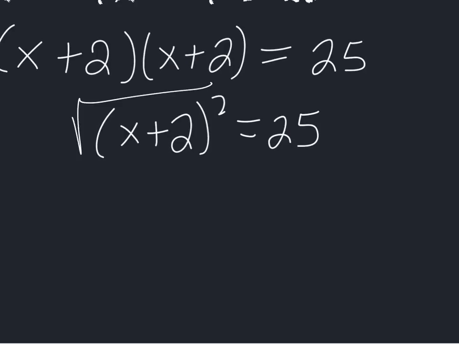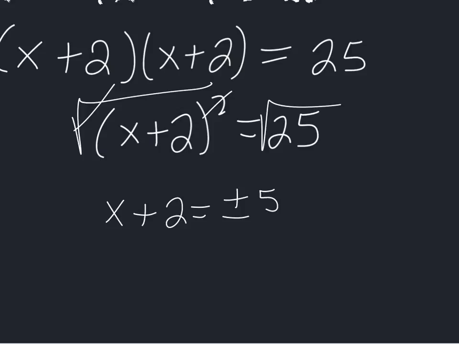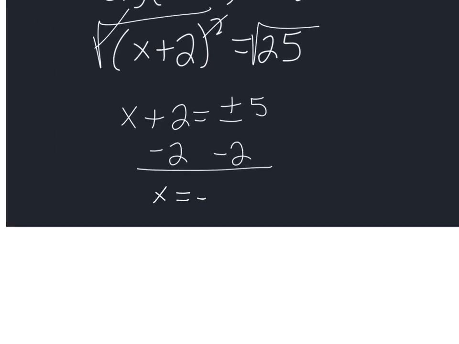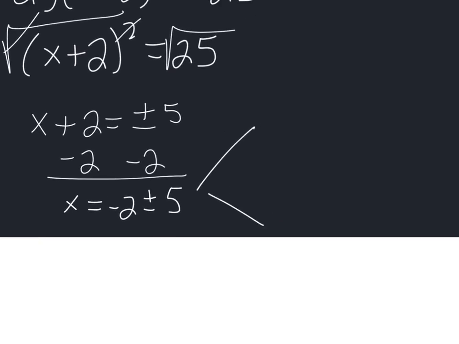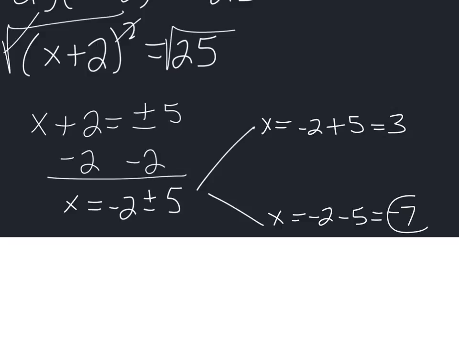We take the square root of both sides, so that will change us to x plus 2 equals plus or minus, and then the square root of 25 is 5. All right. Then from here, you would solve this equation by subtracting 2 on both sides, and that would give you x equals negative 2 plus or minus 5. Now, let's go ahead and find both possible answers. So one of them would be x equals negative 2 plus 5, which is 3, and the other one would be x equals negative 2 minus 5, which is negative 7. And that is what we did yesterday.